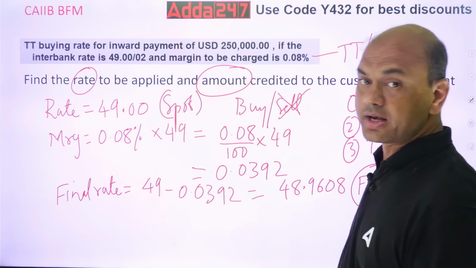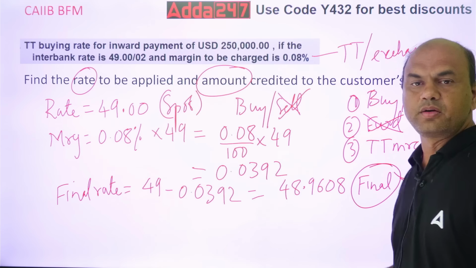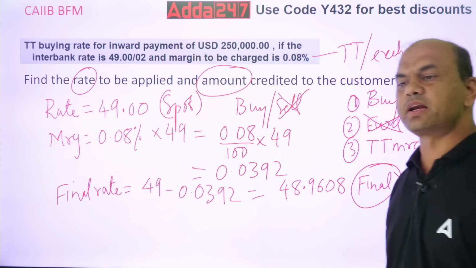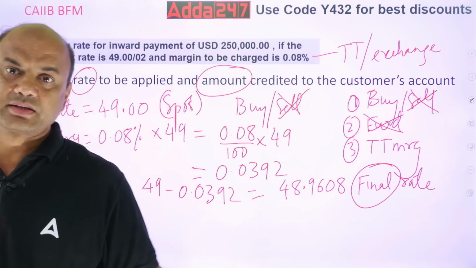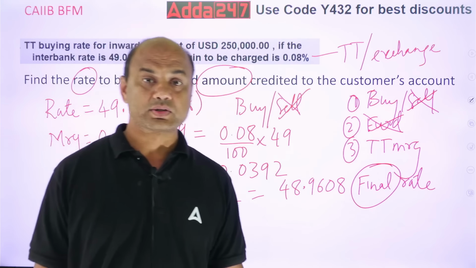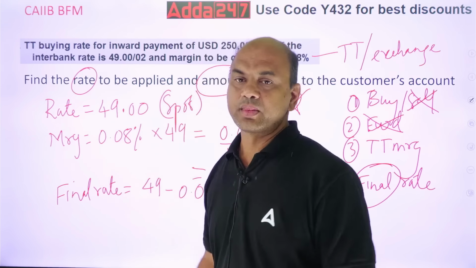Okay, this is for the rate only. Kindly note this. Final rate is this. But you have been asked two questions now. Which are the two questions? Second question is amount. What is the amount?